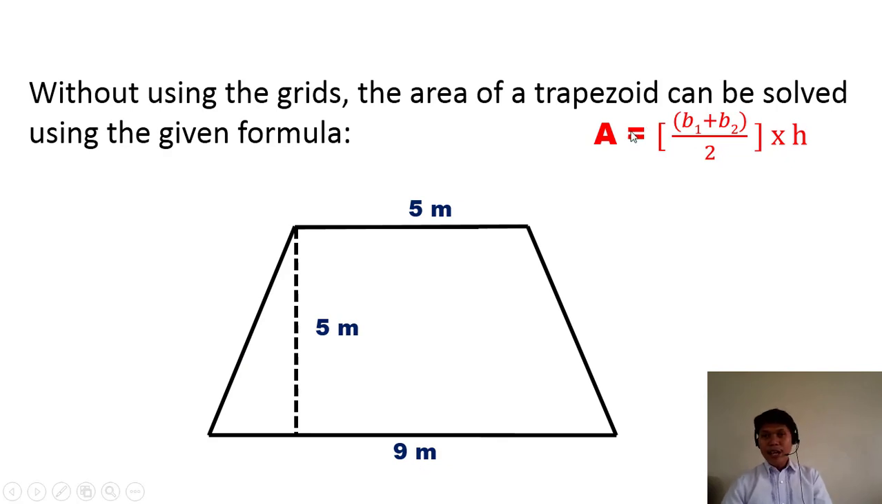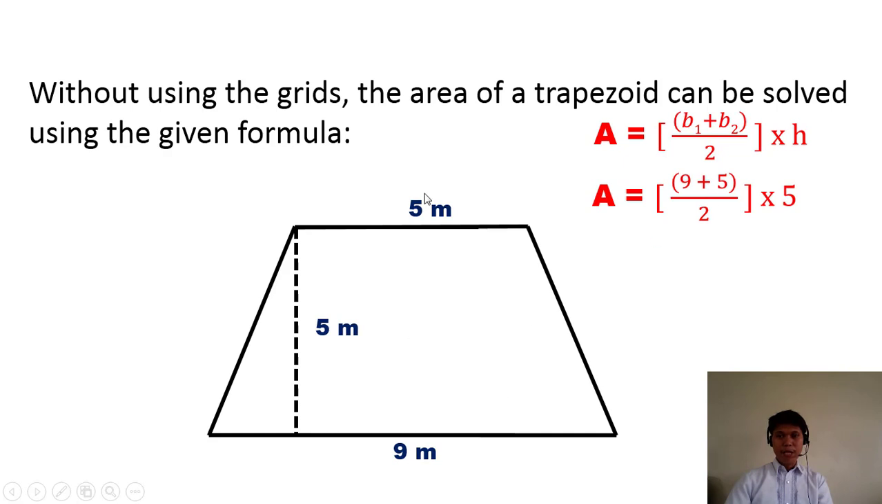Next, this is the formula in finding the area of a trapezoid. The area of the trapezoid is base 1 plus base 2, or the sum of the two bases. We can take this as base 1 or base 2. Anyway, if you interchange the order of the addends, according to the commutative property of addition, the sum is not affected. So divided by 2 times the height. So 9 plus 5, which is base 1 plus base 2, all over 2 times 5, which is the height.